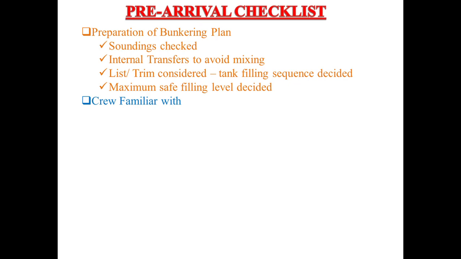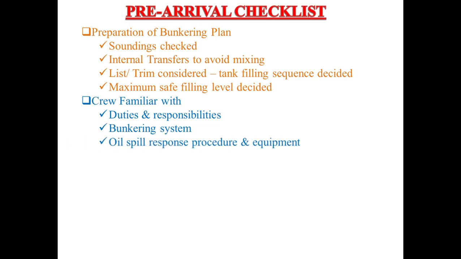Now, the crew are familiarized with duties and responsibilities. There's the oiler, the chief engineer, one officer, and then the AB as well. A fitter is also there who is connecting the pipe. Then we have the bunkering system, with the fourth engineer taking sounding. Then the oil spill response procedure and equipment. That is, we have SOPEP equipment ready, and the procedure if there is an oil spill, and what the equipment is.